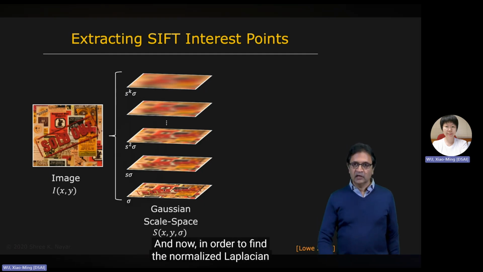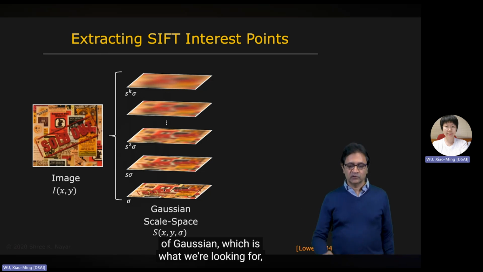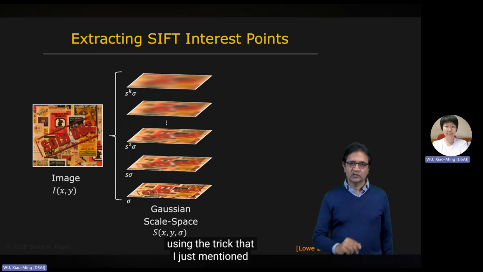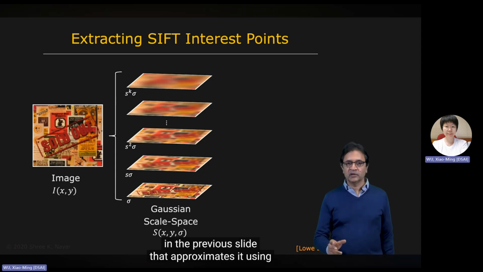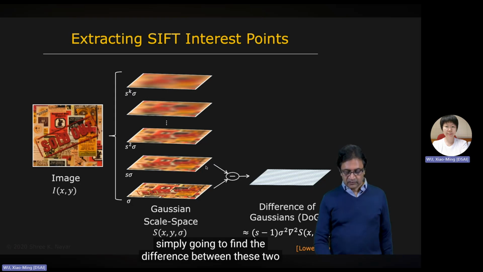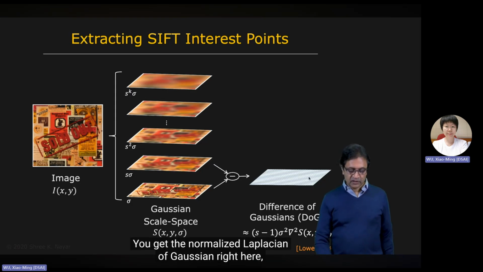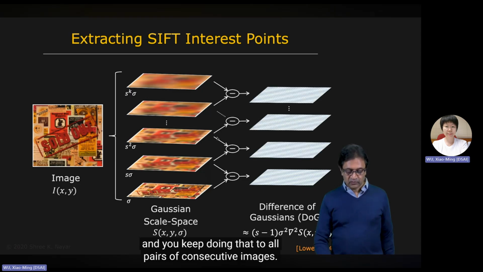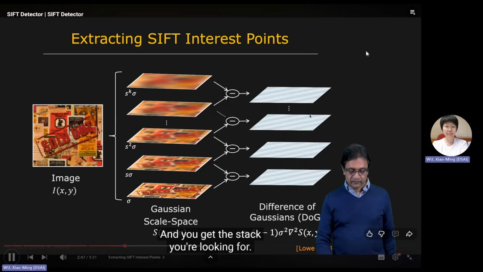And now, in order to find the normalized Laplacian of Gaussian, which is what we're looking for, using the trick that I just mentioned in the previous slide that approximates it using the difference of Gaussian, you're simply going to find the difference between these two images. You get the normalized Laplacian of Gaussian right here, and you keep doing that to all pairs of consecutive images, and you get the stack you're looking for.